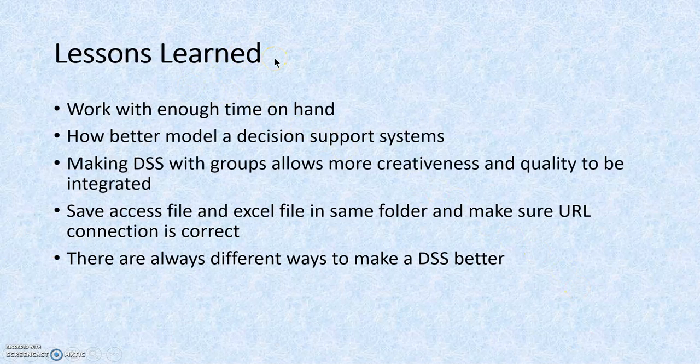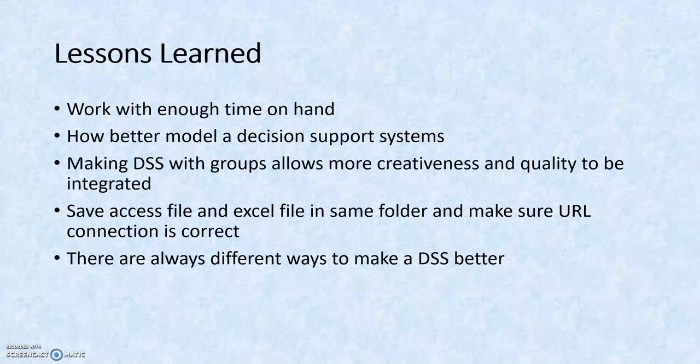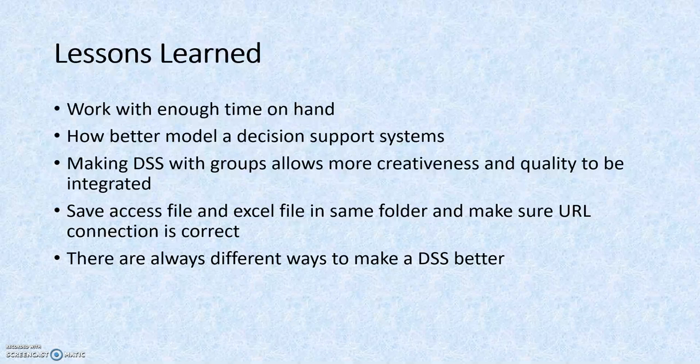So lessons learned is work with enough time on hand. By practicing, you can make better models of decision support systems. When you work with groups, this allows you to have more creativeness and quality to be integrated. And then make sure to save the Access file and Excel file in the same folder, and make sure the URL connection is correct. And ultimately, there are always different ways to make the DSS better.